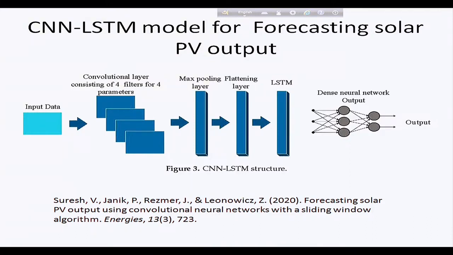Using the CNN, we are doing the feature extraction, but using the LSTM, we are focusing on the temporal information and long-term dependency. That is why by combining the CNN and LSTM, the performance of forecasting can be improved. In the 2022 paper that I have mentioned, they have shown that by combining these two, the performance of forecasting for solar PV output can be better than an individual CNN model or an individual LSTM model.